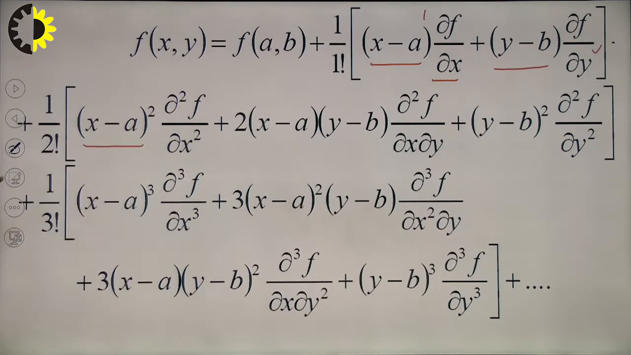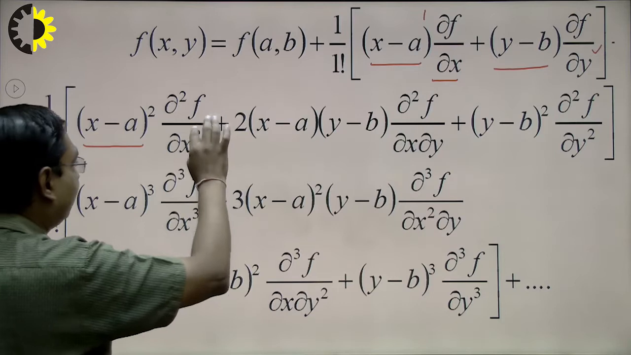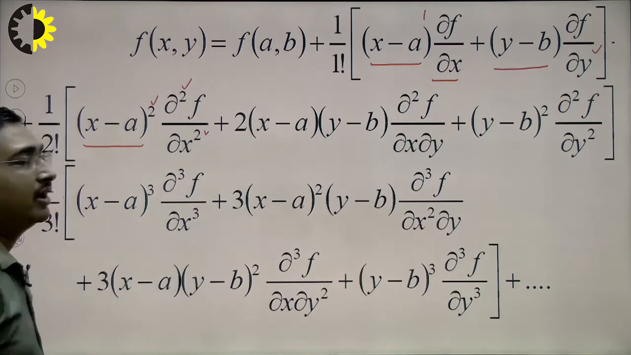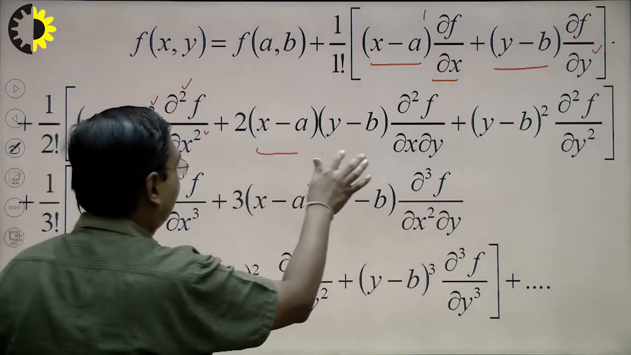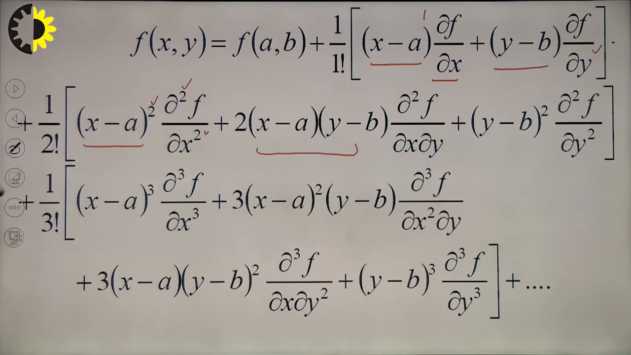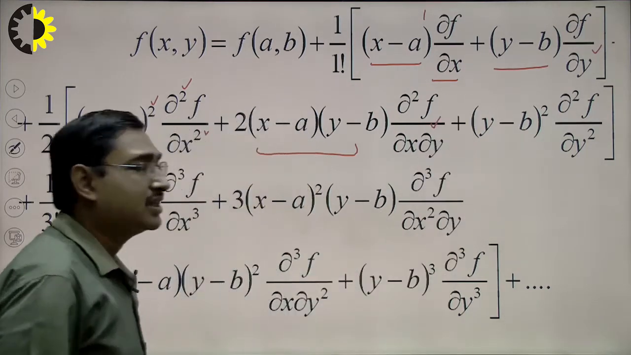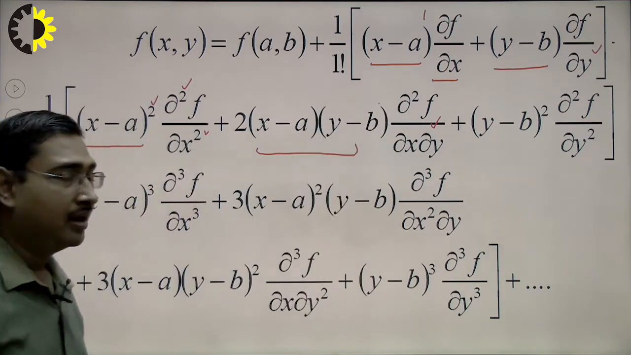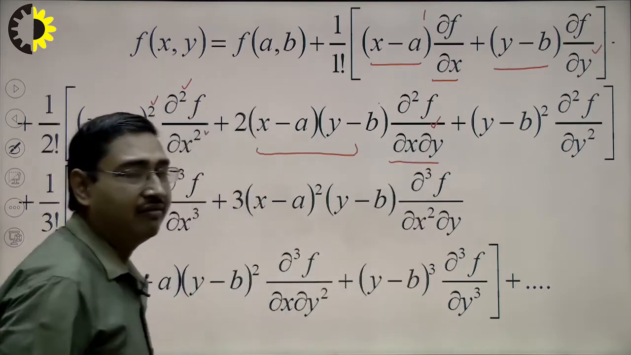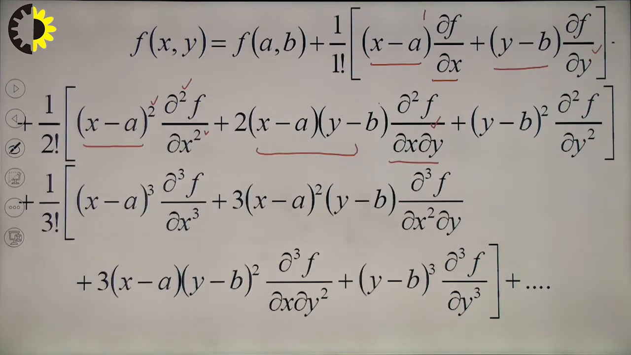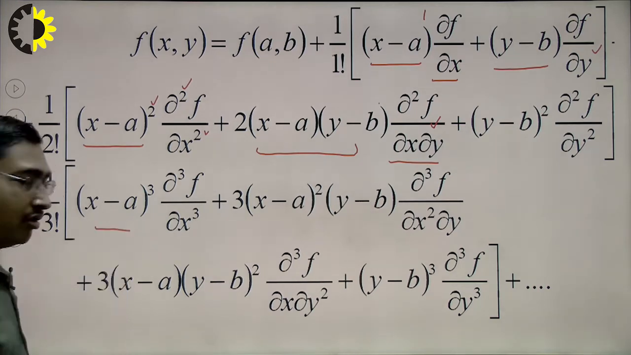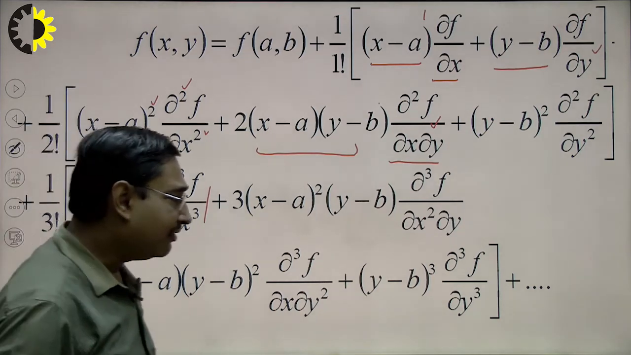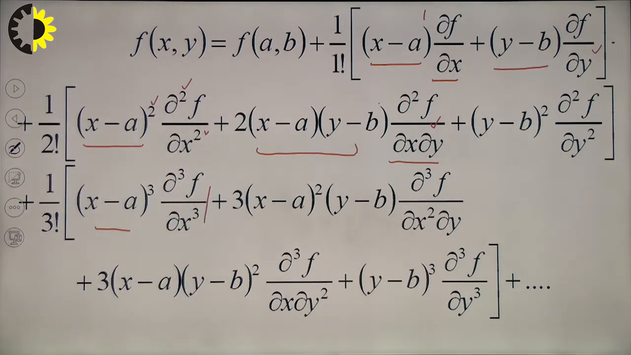When it is x minus a whole square, then the order of derivative is 2 because the degree of the term is 2, and it is del 2f over del x square. When there is a mixed term having x minus a and y minus b, then it is also a mixed derivative of x and y, since the degree of this term is 2 and therefore the order of the partial derivative is also 2. This pattern continues in each term. The degree of the term and the order of the partial derivative will be the same, and it will help us to remember this formula.